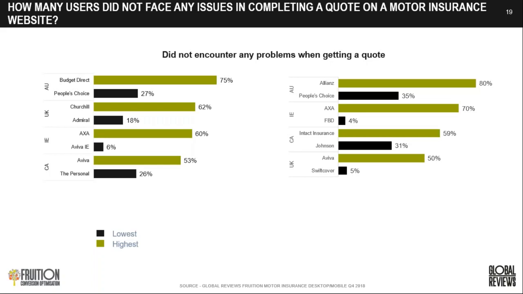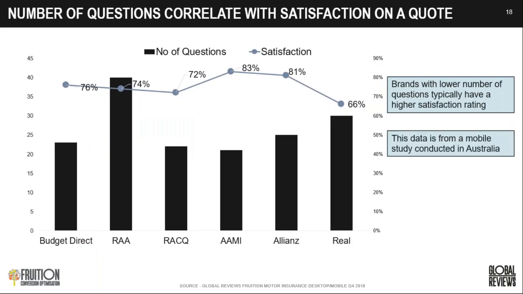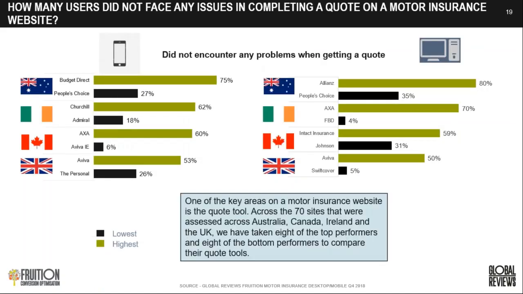On average, 56% of consumers who use the top performing sites did not encounter any problem when completing a quote online. This is compared to just 22% of those who use the bottom performers. So again, the green bar is the highest and the black ones are the lowest, on both the desktop and the mobile study.